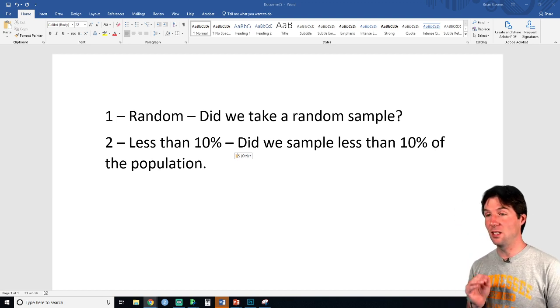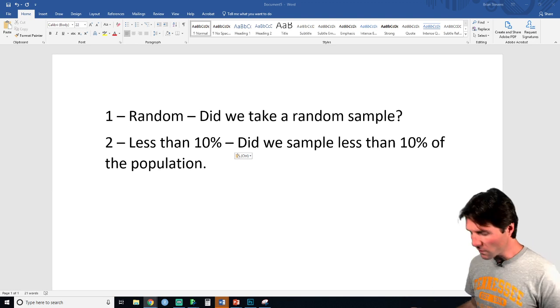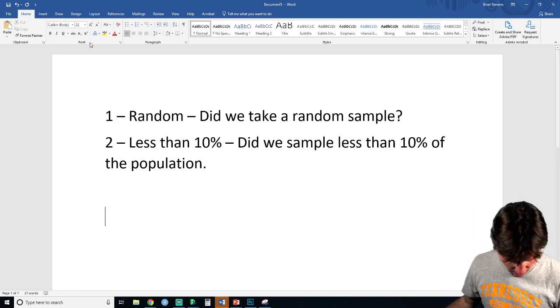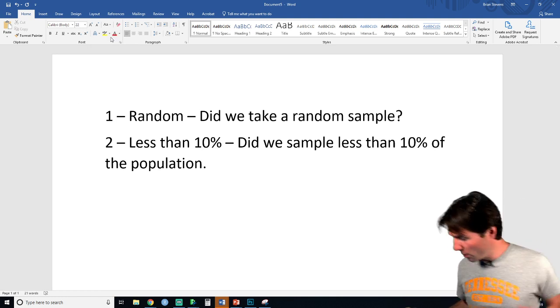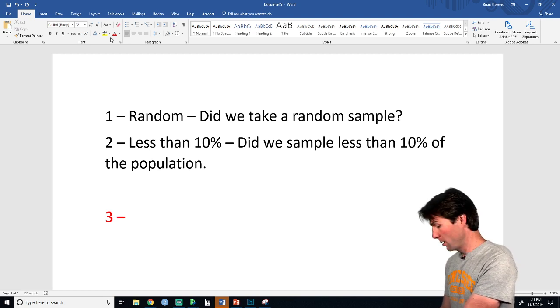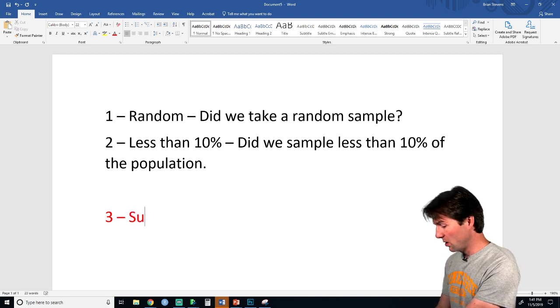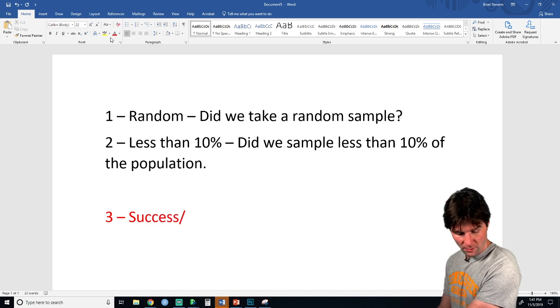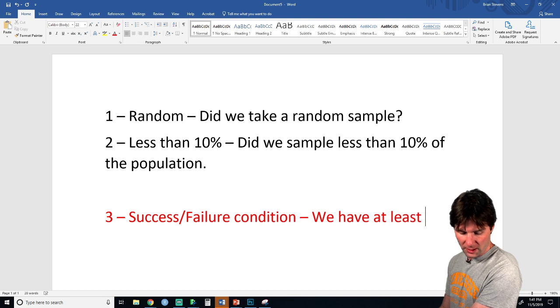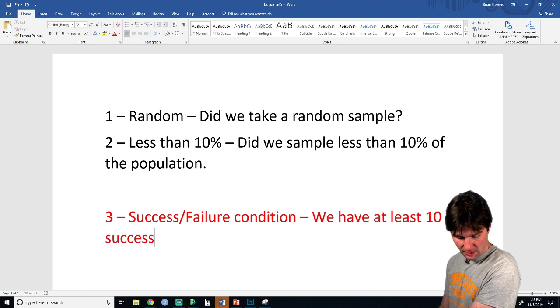Now, we get to the conditions everyone gets confused on. Let's make this very clear. We're going to put right here in red, condition 3. And this will be the success/failure condition. The success/failure condition is we have at least 10 successes and 10 failures.